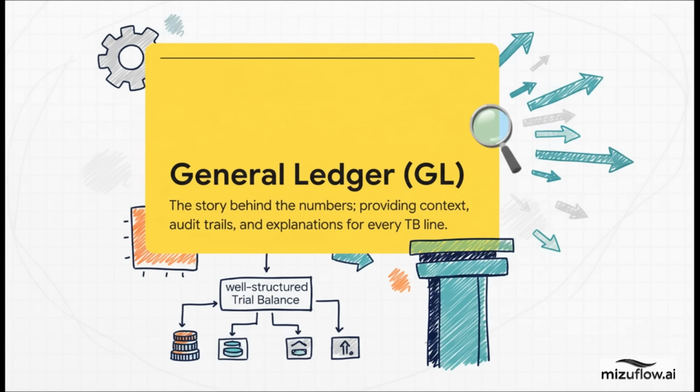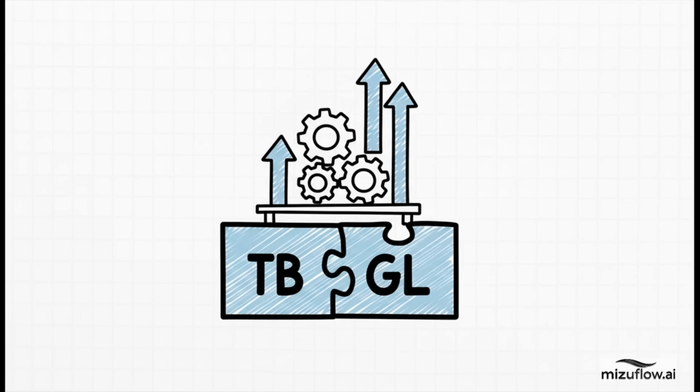But a summary isn't the whole story, right? You need the details behind it. And that's where the general ledger, or GL, comes in. If the trial balance is the what, the general ledger is the why and the how. It's got all the juicy details, the context, and the audit trail for every single number you see on that TB. So these two things together, the TB and the GL, they are the bedrock. And if this foundation is messy or inconsistent or just poorly designed, then it doesn't matter how fancy your automation tools are. You'll just be automating chaos, and nobody wants that.